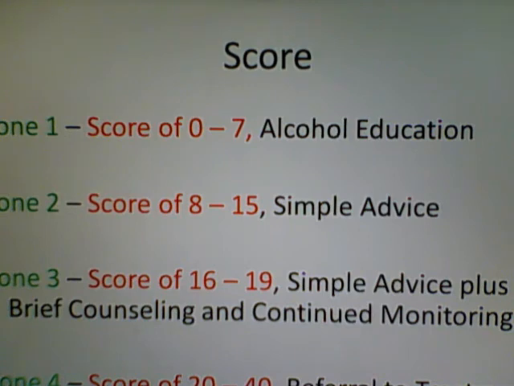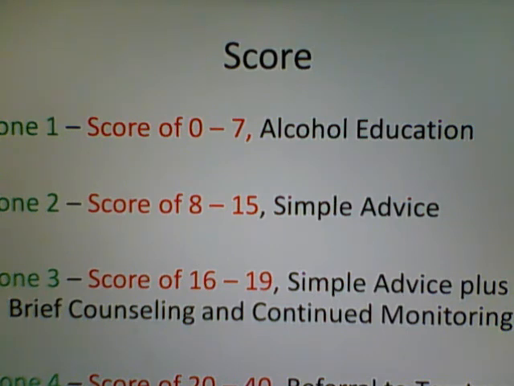Zone 4, a score of 20 to 40, you should seek treatment if you scored that personally. If you are seeing a client, then depending on the setting you're in, you can either make treatment recommendations, but they should always be referred to treatment. That might be right in your facility if you're working in an inpatient facility, but you should always refer to treatment if a client has a score of 20 to 40.